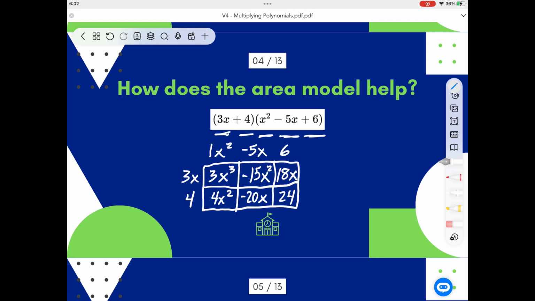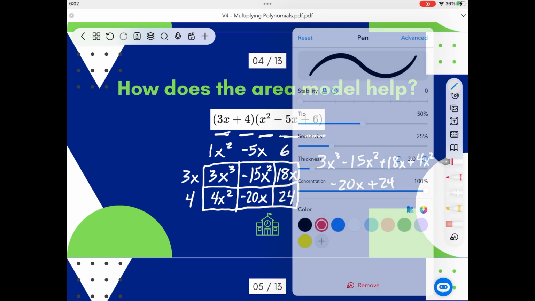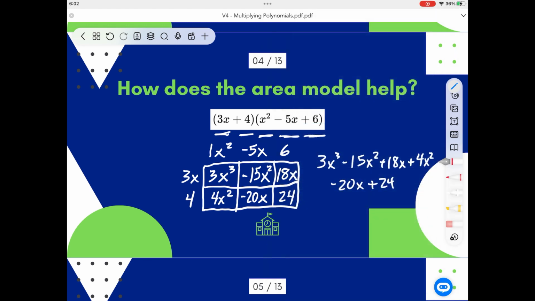And now our final step of this is we need to combine any like terms and list out the product. So if I write this whole thing as it is, 3x cubed minus 15x squared plus 18x, then I have plus 4x squared on the bottom row, a minus 20x, and a plus 24. So what I want to do is identify any like terms. I only have one x cubed term, so I want to write that down here, 3x cubed.